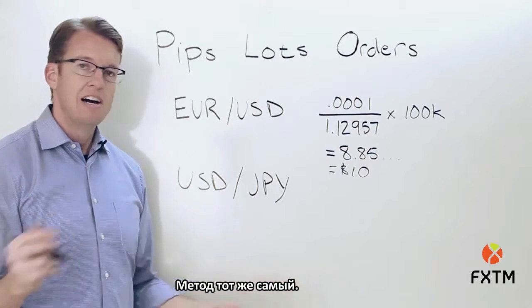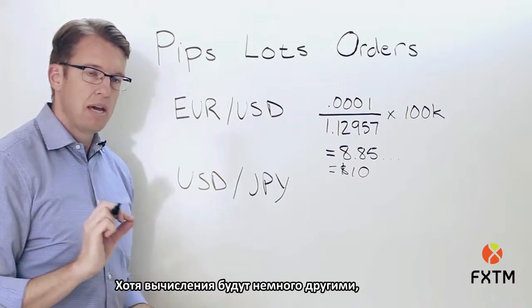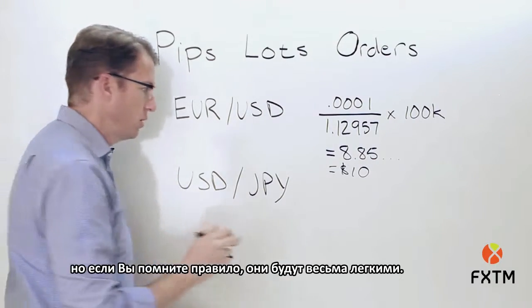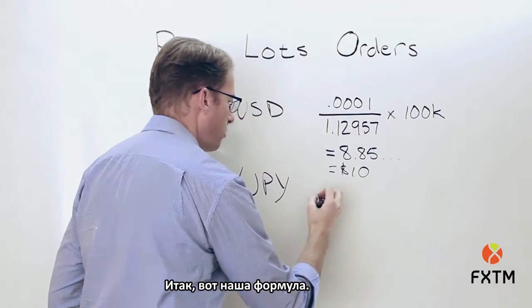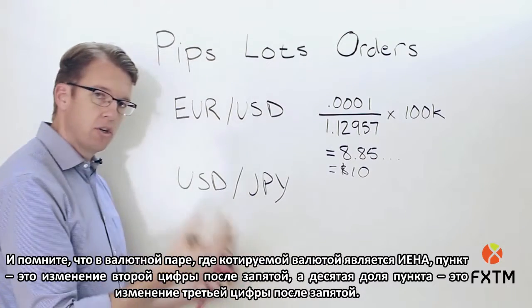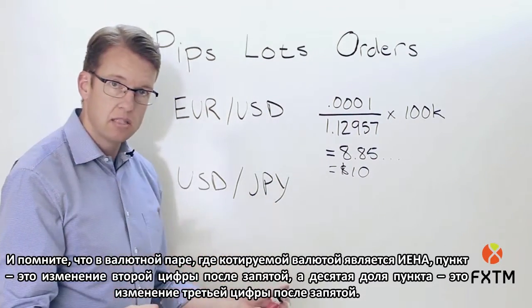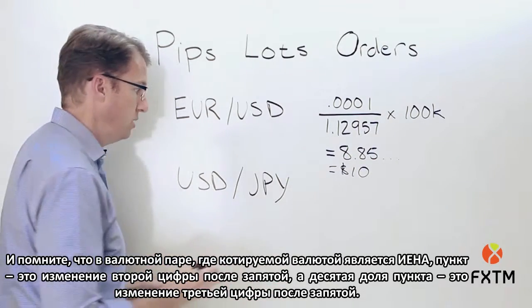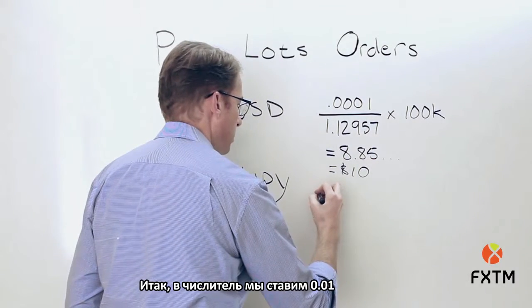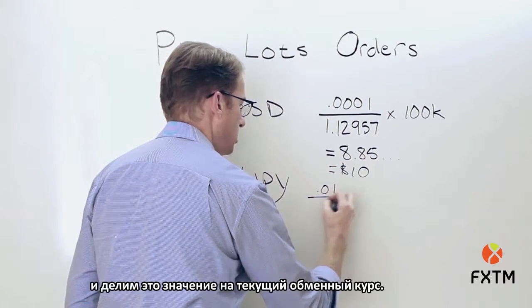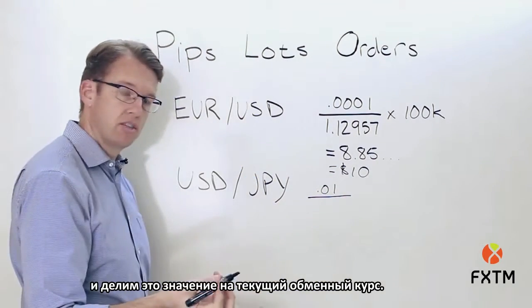The exact same way. But it's going to be just very slightly different. But if you remember your rules, it's going to be really easy. So here we've got our formula. And remember, with a currency pair where the yen is involved, a pip is the second decimal place and a point is the third decimal place. So we're going to put in the numerator here 0.01. We're going to divide that by whatever the current exchange rate is.